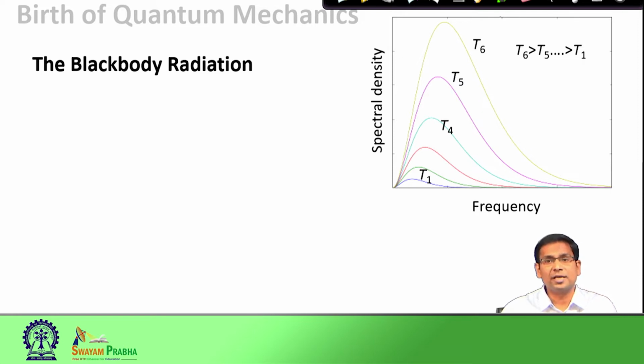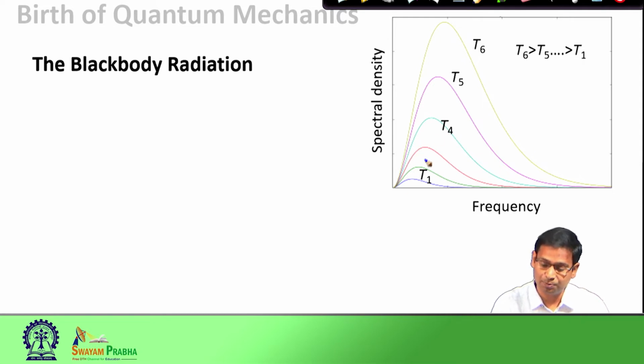When one carries out experiments on this idealized body, the black body, one sees that the spectral density as a function of frequency has some dependence like this, as shown here. As one can see, the spectral density, which is plotted on the y axis, has strong dependence on the frequency of the emitted radiation. Different curves represent different temperatures.